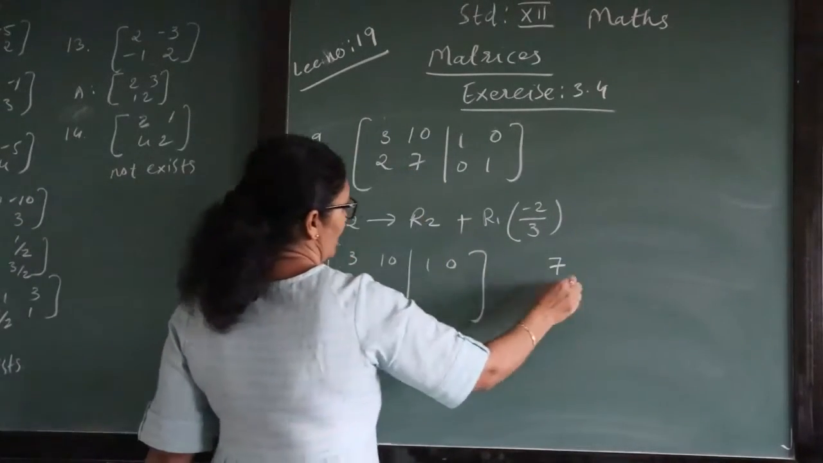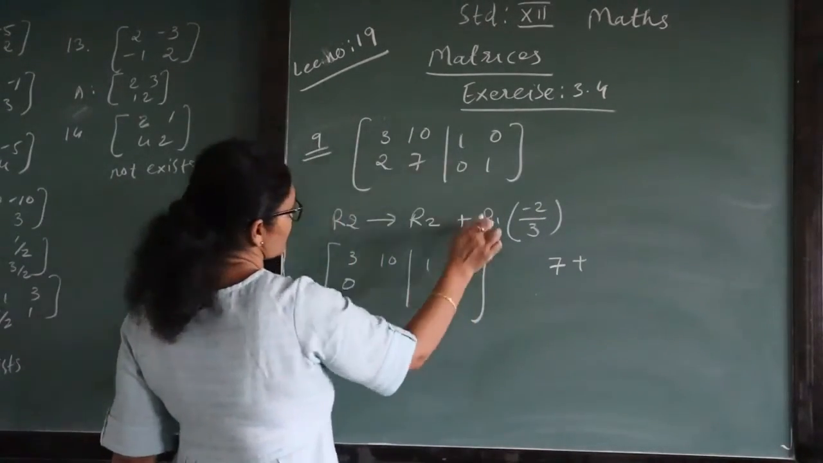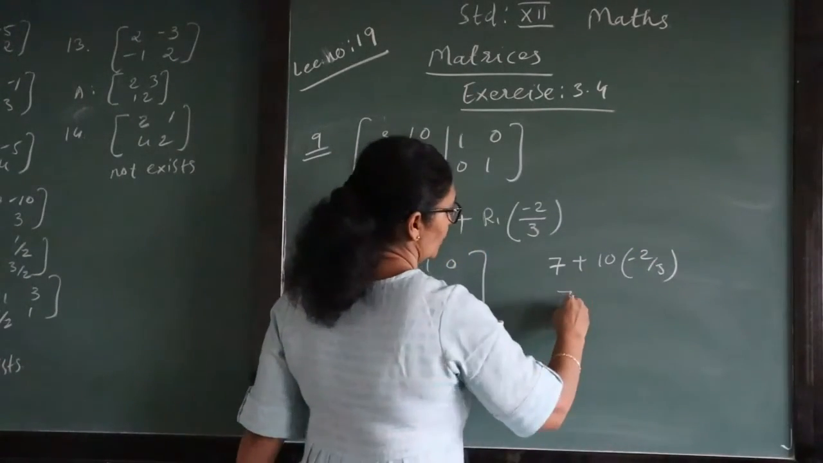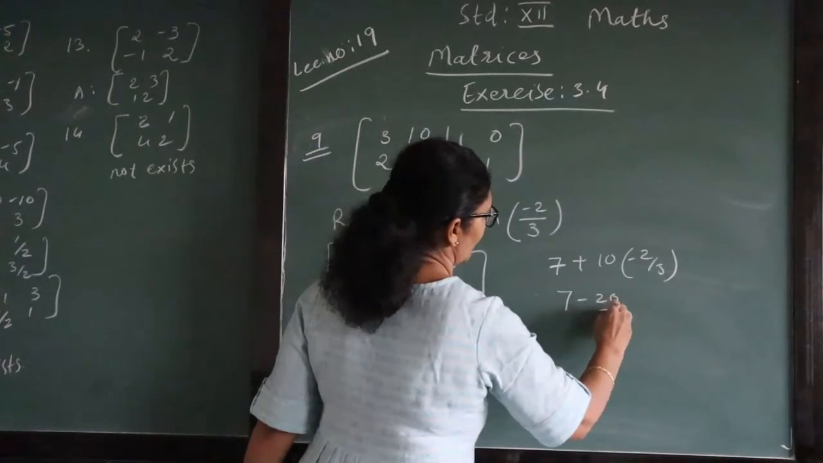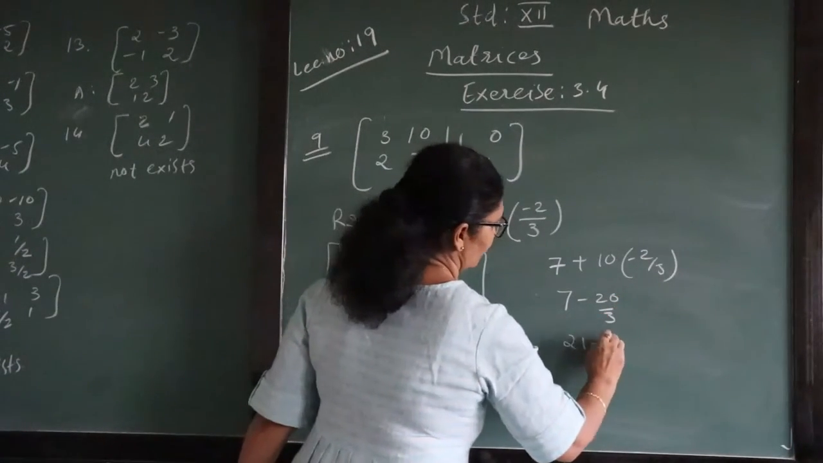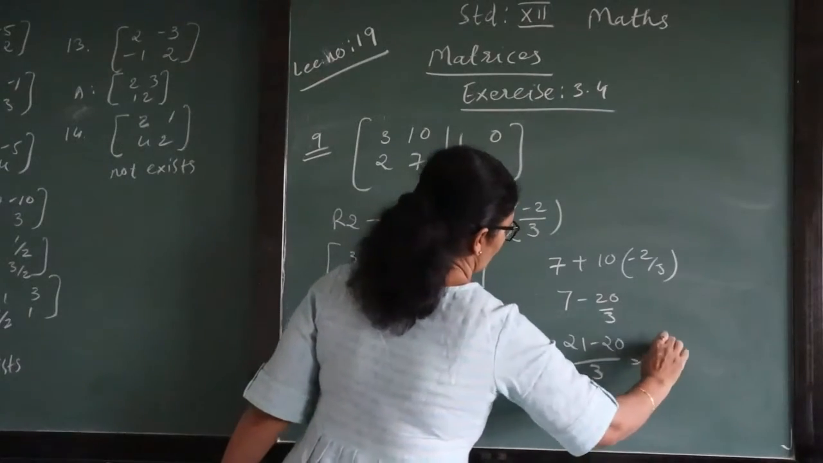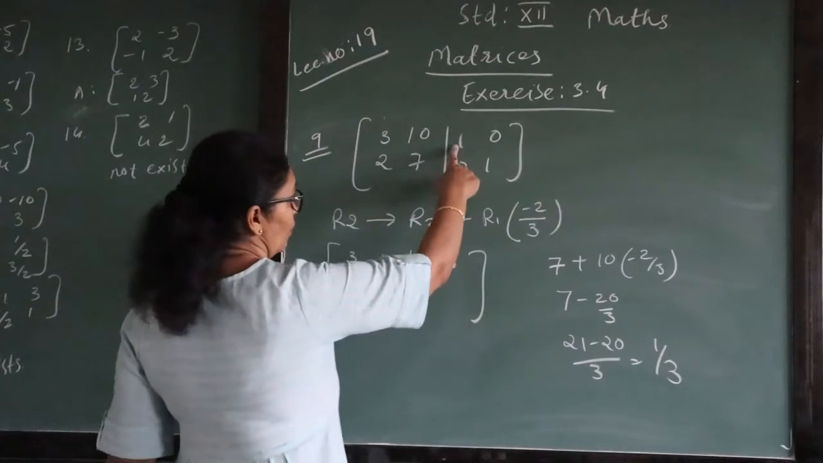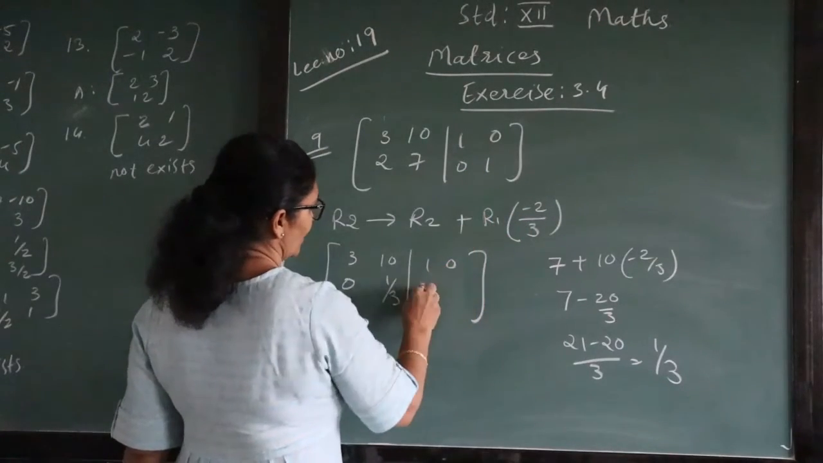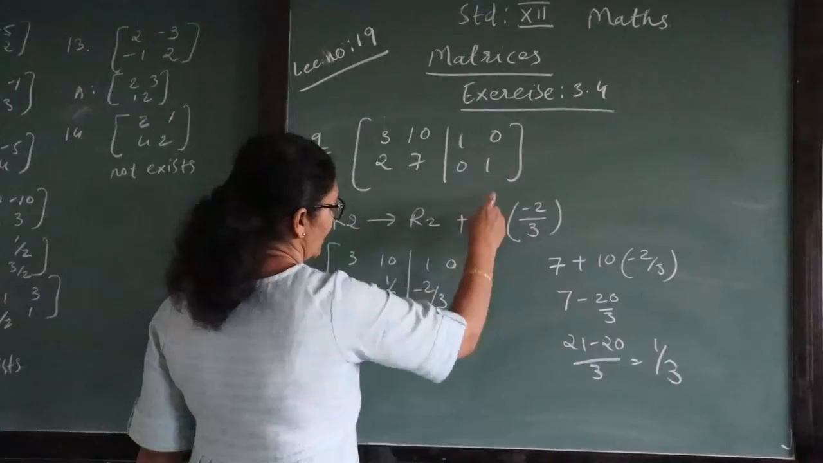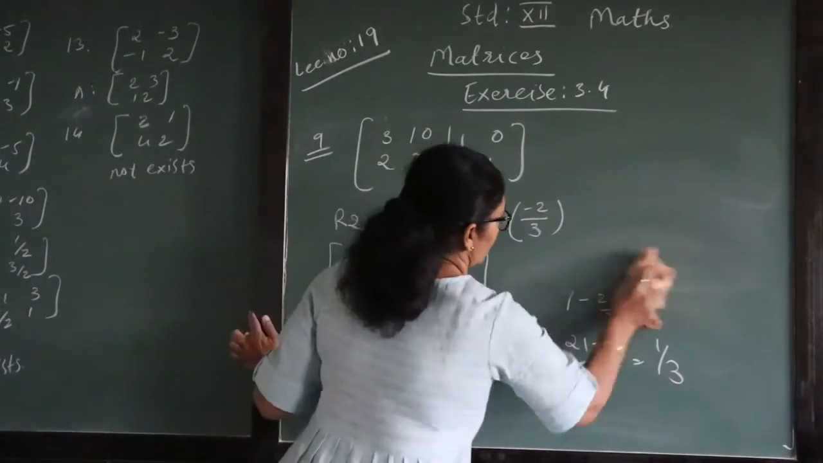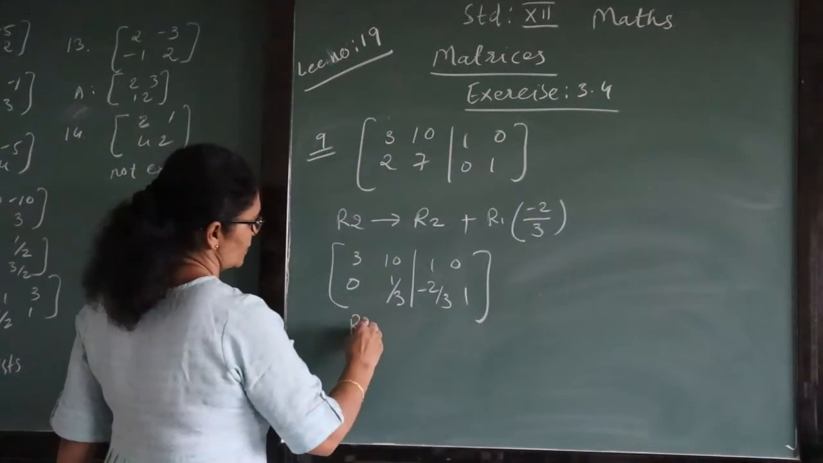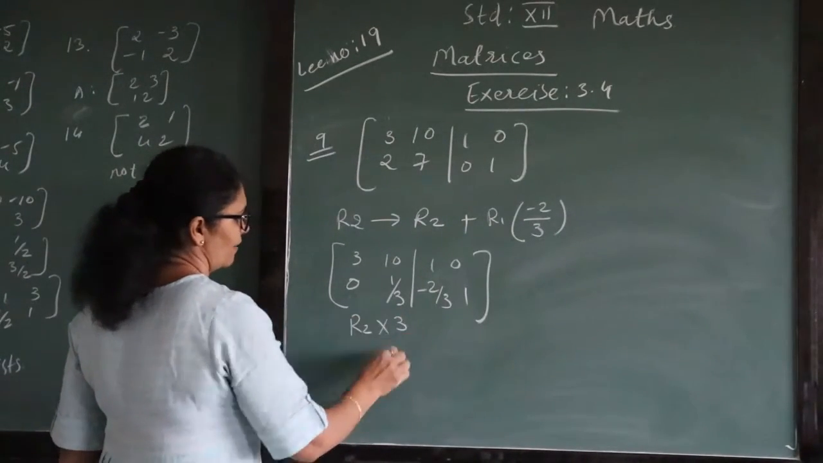R2 means 7 plus R1. R1 means what? 10 and multiply with minus 2 by 3. What you get? 7 minus 20 by 3. 7 3s are 21 minus 20 by 3. So what you get? 1 by 3. Here we have to write 1 by 3. Now 1 multiply with minus 2 by 3 and added in 0. So minus 2 by 3 and this one as it is. Now what to do? We don't want 3, we want here 1. So second row we are multiplying with 3.